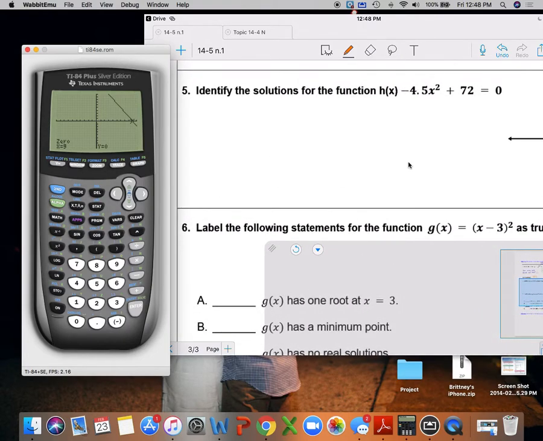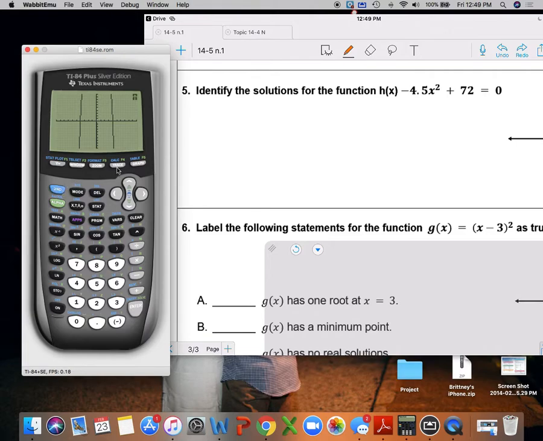Okay. So problem 5, they asked me to identify the solutions. That's all we're doing here. So I'm going to type back in -4.5 x squared plus 72. Notice that I already had it equal to 0, which is why I went straight to the calculator. And I click graph. So my 2 solutions are here and here.